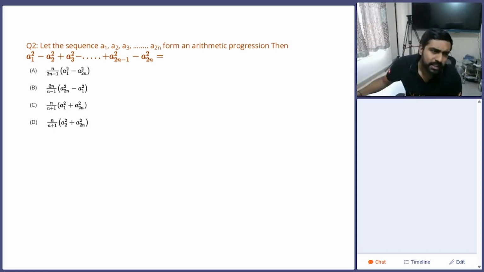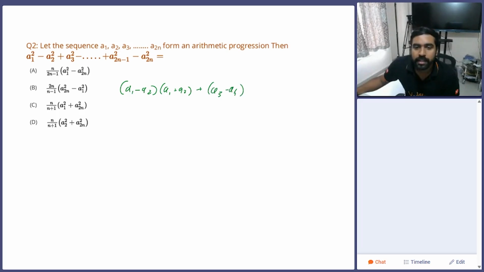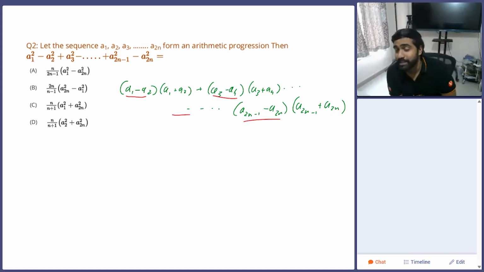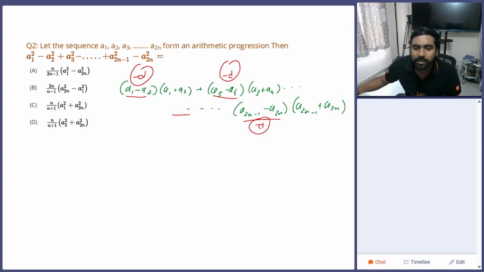So, slightly rearranging this, A1 square minus A2 square I can write as (A1 minus A2) into (A1 plus A2). Similarly, A3 square minus A4 square I can write as (A3 minus A4) into (A3 plus A4). And so on and so forth up until (A2n minus 1 minus A2n) multiplied by (A2n minus 1 plus A2n). Now you might be thinking, what's the point behind this? The point is that now these A1 minus A2, A3 minus A4, A5 minus A6 till A2n minus 1 minus A2n are all nothing but minus of the common difference, minus d, because A2 minus A1 is d and A4 minus A3 is also d.